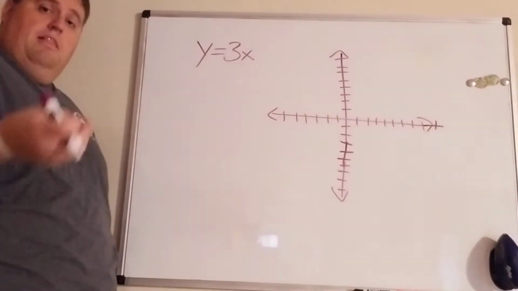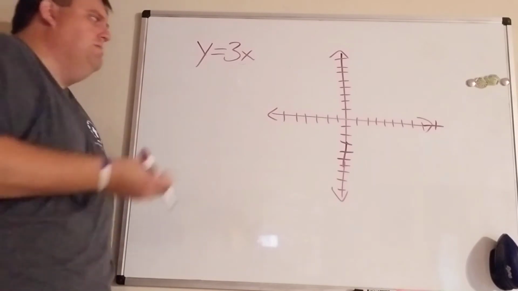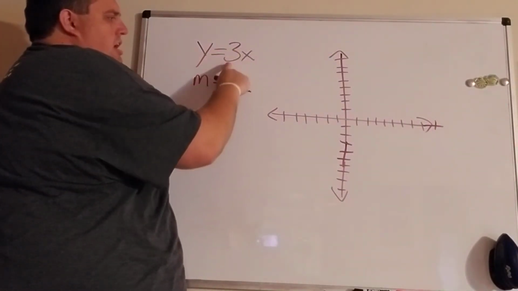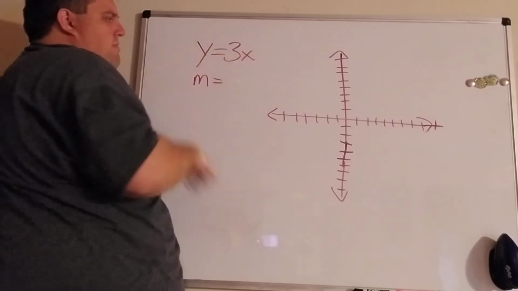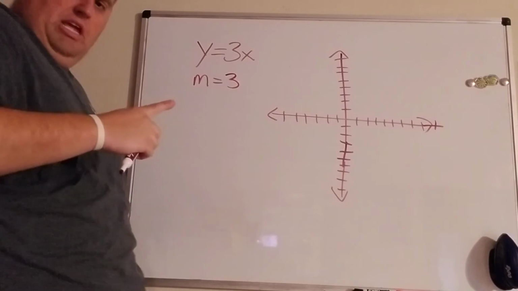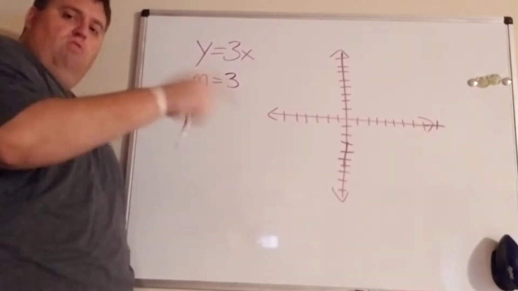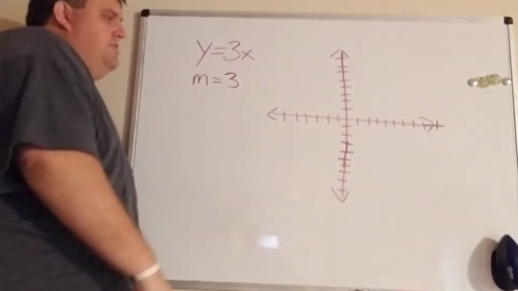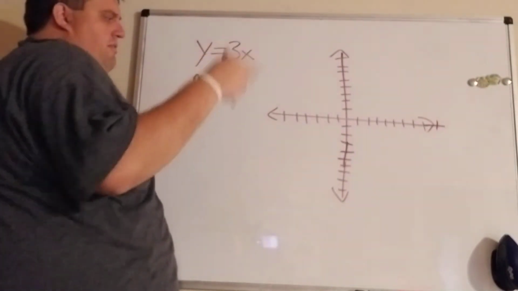All right, so again, the first thing you're going to do is think, what's my slope, what's my y-intercept? My slope here, the coefficient of x, whatever's in front of x, is 3. So that's going to go up 3, rise 3, run 1. Because if we wrote 3 as a fraction, it's 3 over 1, right? So 3 is up 3 over 1.